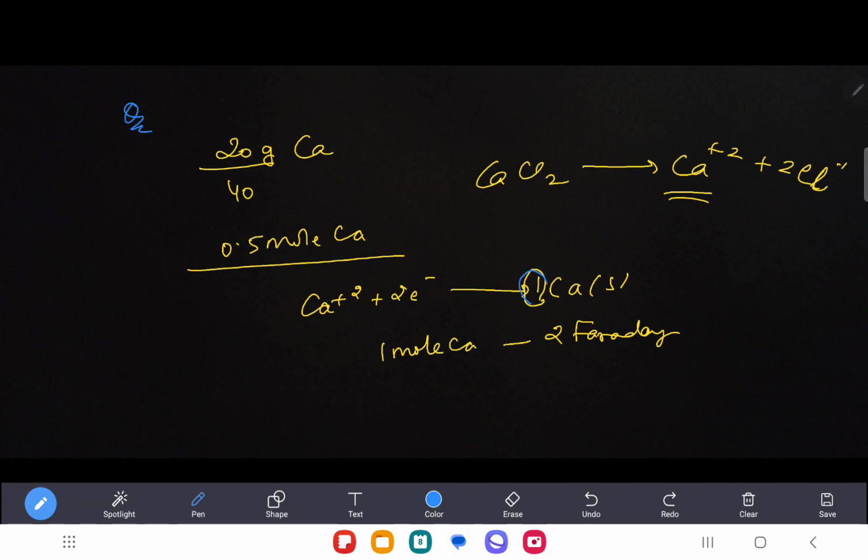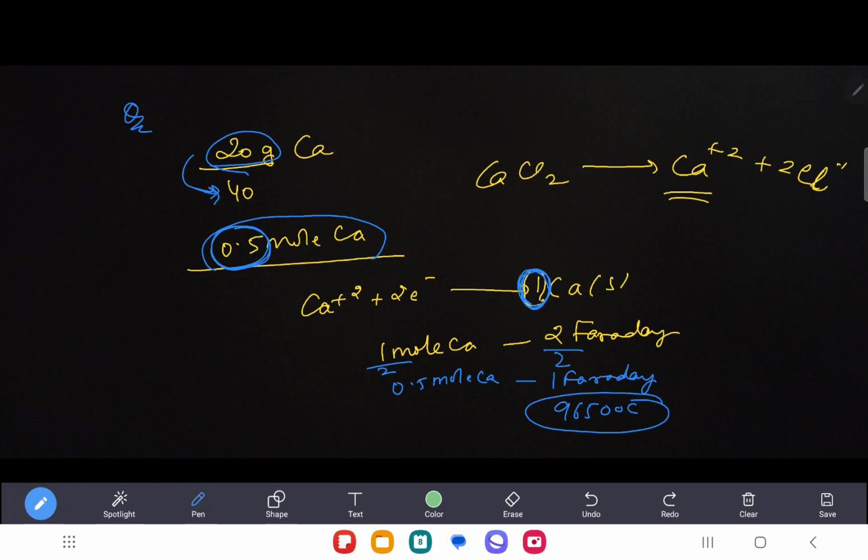The equation basically deals with the number of moles. The question is in terms of mass. So I can convert that mass into moles, isn't it? So 20 over 40 shall give me the moles. So 0.5 moles, half of it, so for 0.5 moles of calcium I would require 1 Faraday, and 1 Faraday is how much? 96500 coulomb. Understood? So this is one concept.